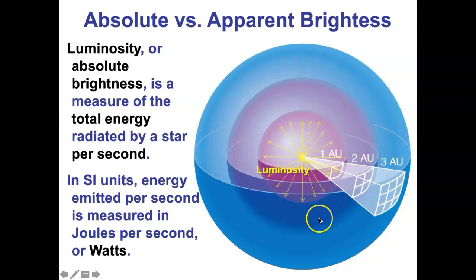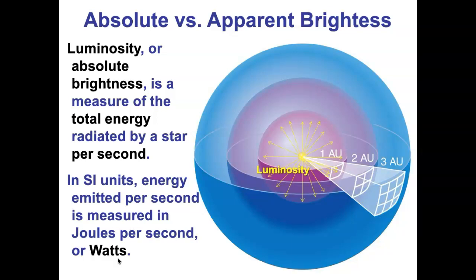The SI unit for energy is what's called the joule. So joules are units of measuring energy. And so you could talk about the luminosity of a star in terms of joules per second, right? Because the luminosity is the energy emitted per second. So luminosity is in joules per second, but energy per second, joules per second, has been shortened to just a unit called the watt. So luminosity is measured in watts.